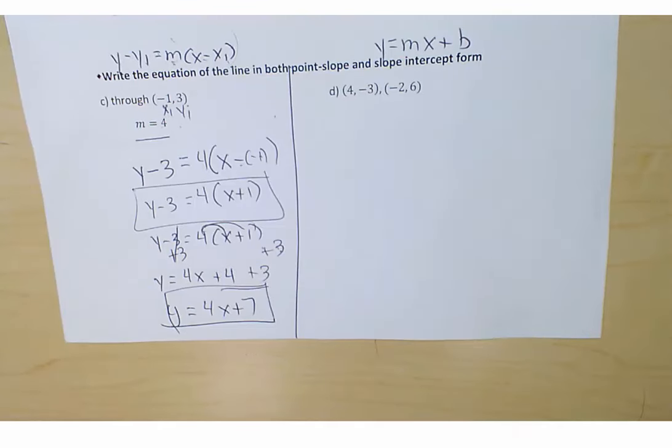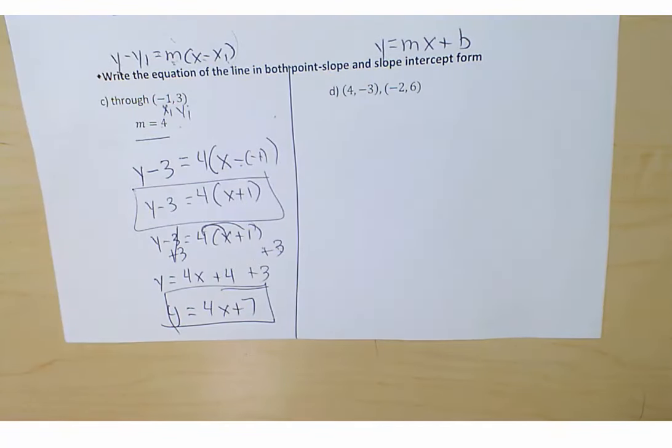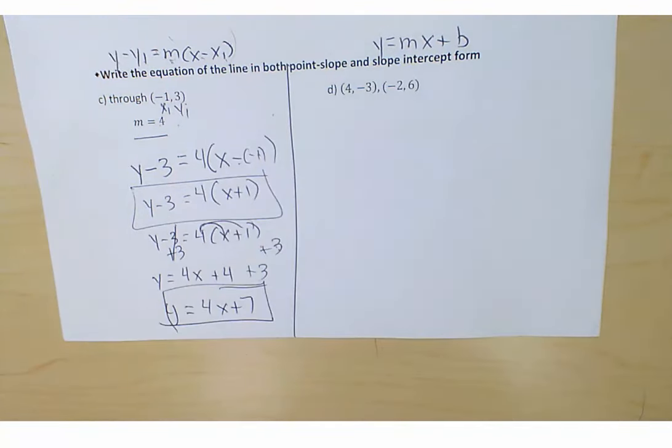So let's do that all over again here with example D. If we take a look at example D, we're not given a point and a slope. We're given 2 different points, and we're asked to do the same thing. Give me the equation in slope-intercept form. Give me the equation in point-slope form. So we're going to go through the same process we did over here, but with differing information.